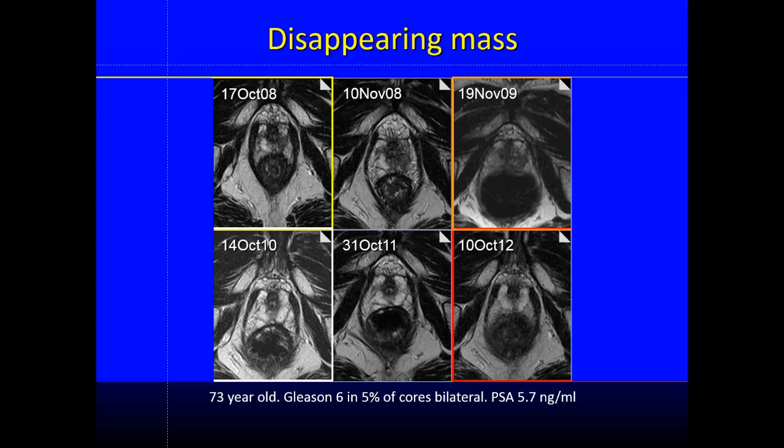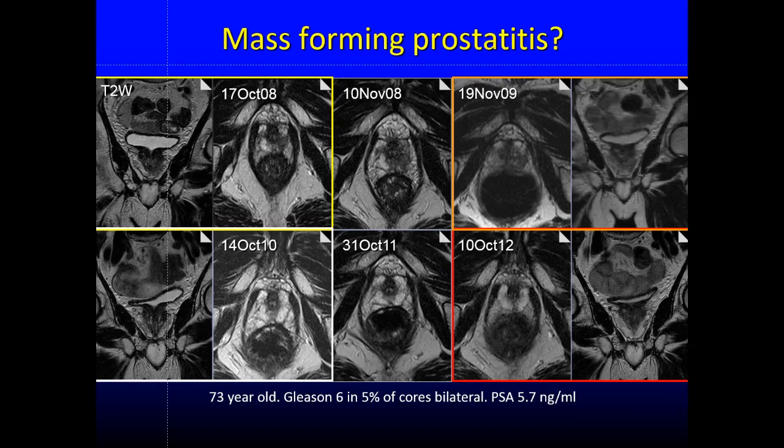Sometimes, as I've already said, a lesion will disappear. So here's a patient seen multiple times between 2008 and 2012, and this apical lesion, which all of us would call a cancer, with retraction of the capsule, suspicious for T3A disease, completely disappears across time. And we can look at that in the other plane just to confirm, in fact, that there is nothing here at the left apex in two planes. And one assumes that this was just mass-forming prostatitis.